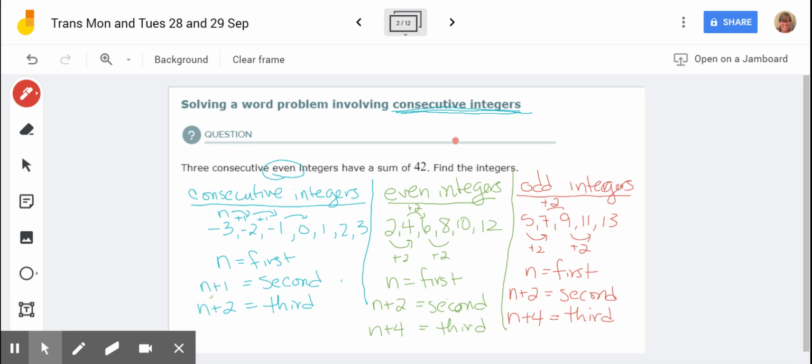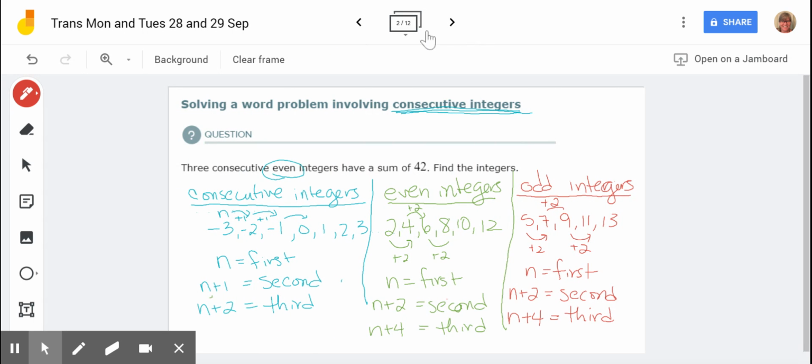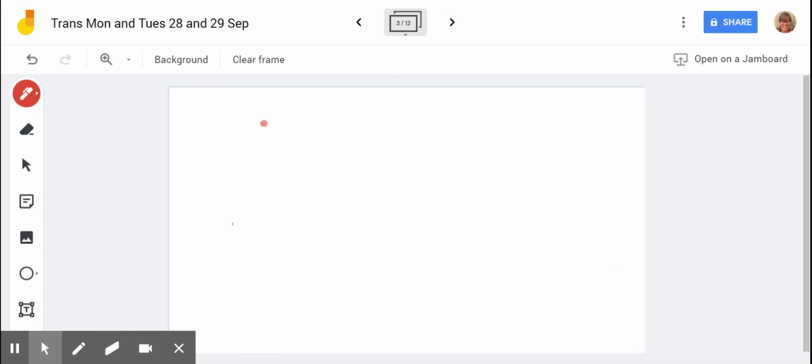Okay? So I've added an extra page to do this problem. So we're going to go here. Okay. And it said 3, well, let me help. 3 consecutive even have a sum. That's an important word. Means addition of 42. So 3 consecutive. So it's going to be n plus, what's the next number? N plus 2 plus, because that's the sum, n plus 4 equals 42.